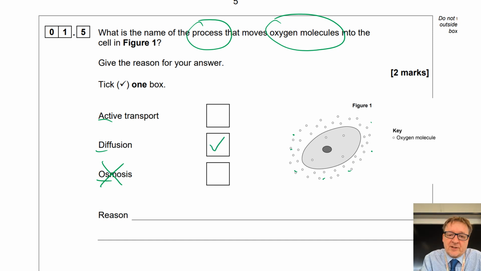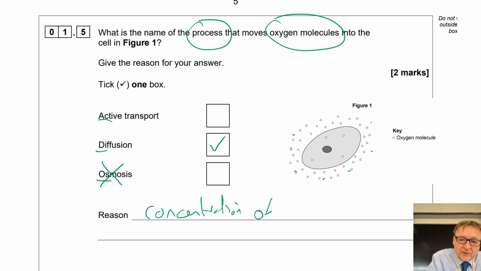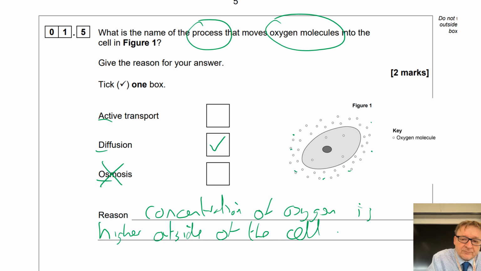So the answer to that one is diffusion, and the reason for it is that the concentration of oxygen is higher outside of the cell. And we know diffusion is the movement of particles from a high concentration to a low concentration. So therefore it is definitely diffusion.